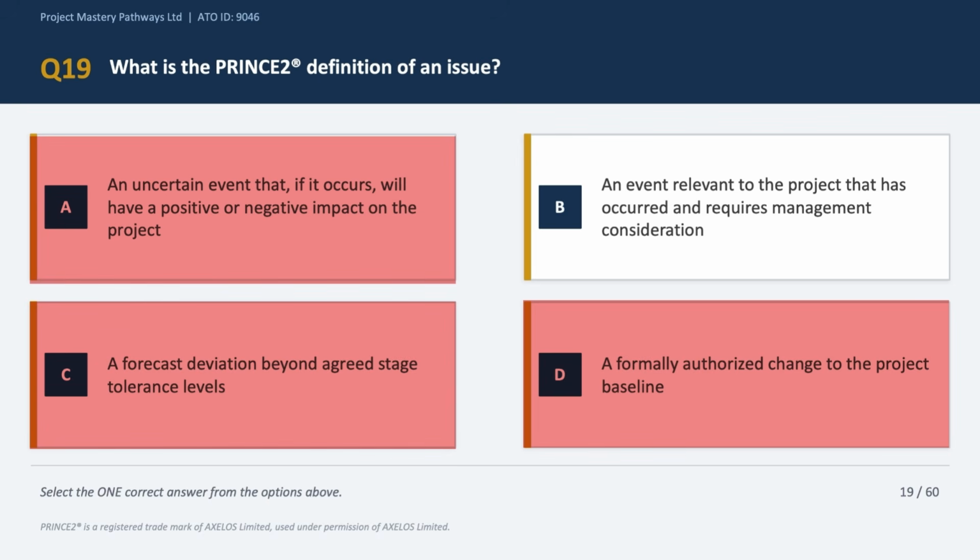Now option B says an event relevant to the project that has occurred and requires management consideration. And this is the correct answer choice. An issue has already occurred or is certain to happen, right? It requires the project manager to take action and requires management consideration. Okay, and that is what separates it from a risk. So the correct answer is option B.